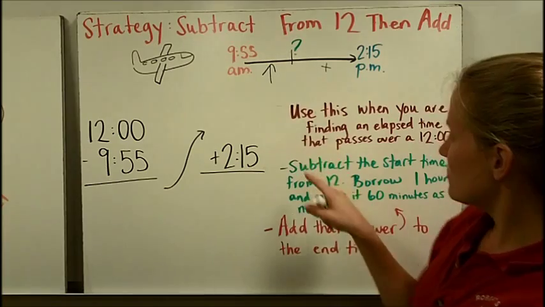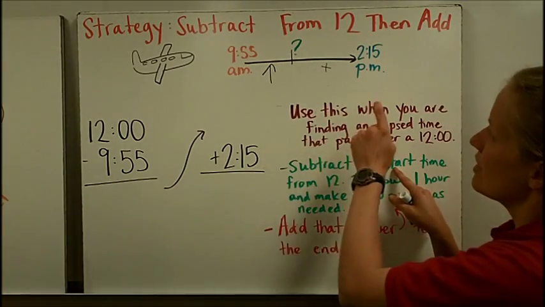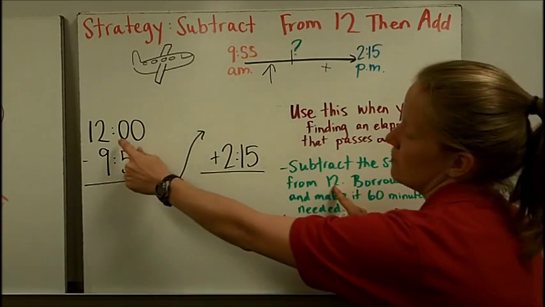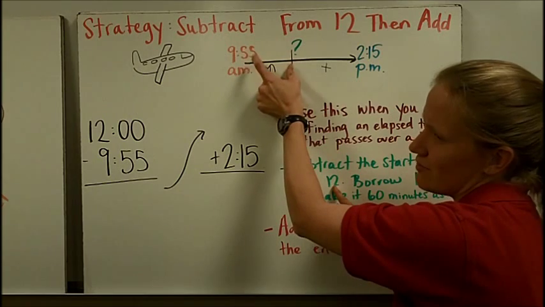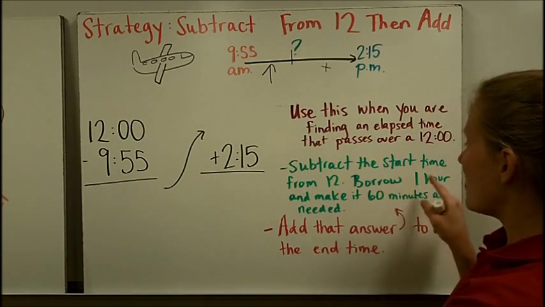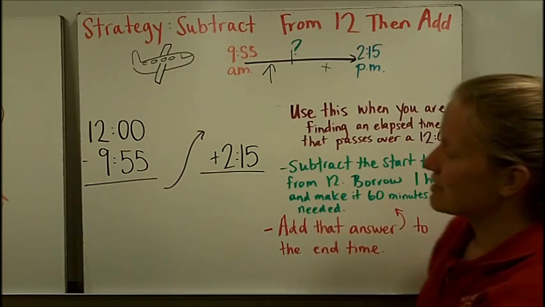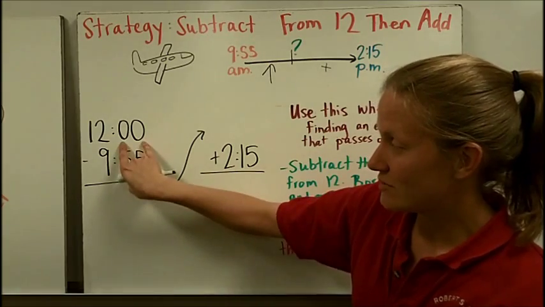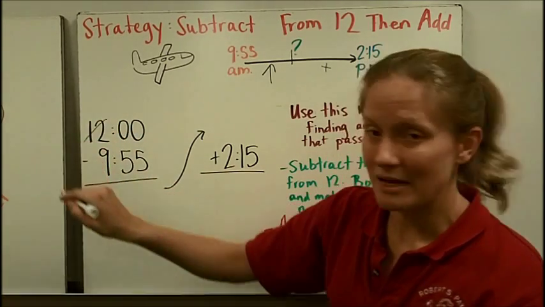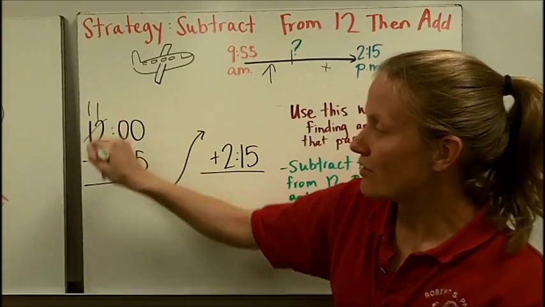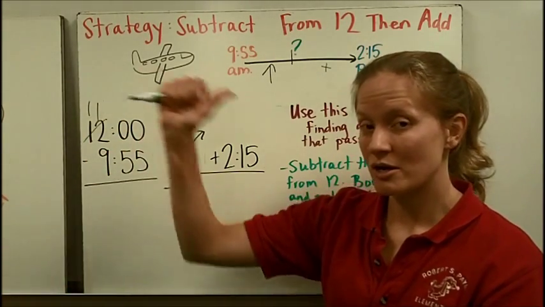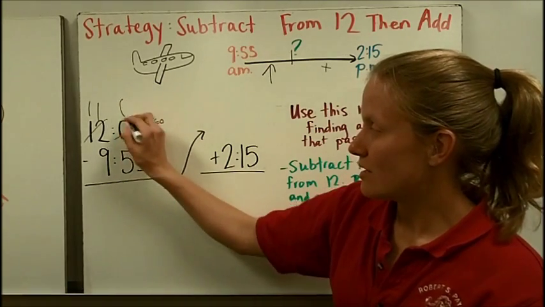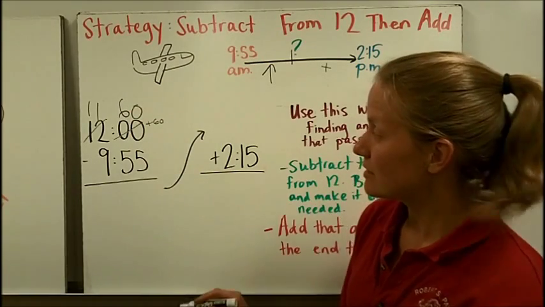So I'm going to subtract the start time, that would be 9:55, from 12. So that's helping me find the length from here to here, the elapsed time from there. Borrow 1 hour and make it 60 minutes as needed. And I do need to do that in this example because I can't take away 55 minutes from 0 minutes. So I'm going to think about taking 1 hour from the 12, that'll make it 11, and then I'm going to take that hour and turn it into minutes, which is 60 minutes. So I'm going to add the 60 minutes here. So this becomes 60 minutes now, and I can subtract that.